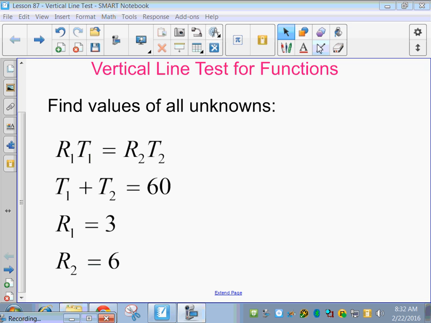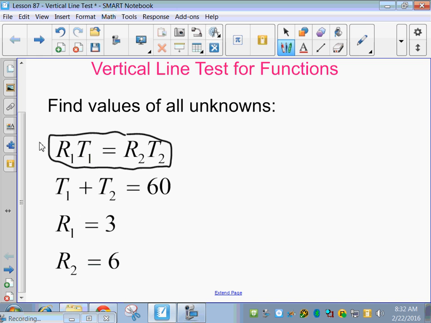Okay, so this first equation that has all the variables, that's the one we're actually going to substitute in for. So this guy right here is what we're going to plug in. So I'm going to replace R1 with what, you guys? With 3. Good. Now, you can choose T1 or T2 to solve for. It does not matter, but you need to pick one. So I'm going to solve for T1. So I'm going to subtract T2 from both sides. So in my middle equation here, T1 is equal to 60 minus T2.